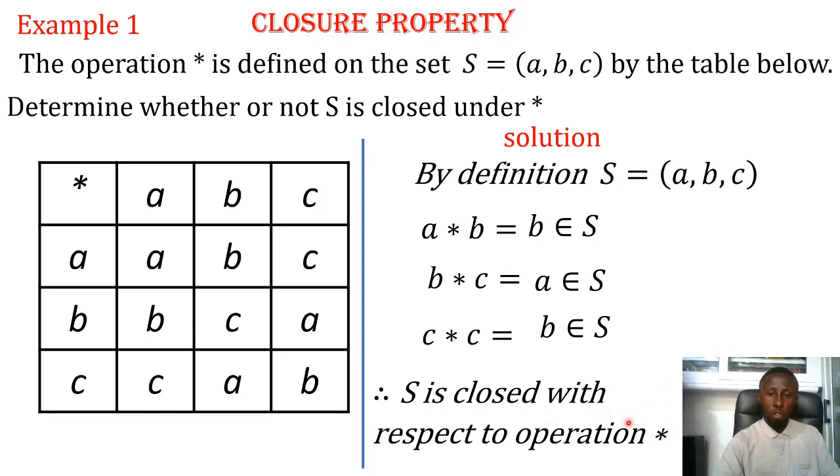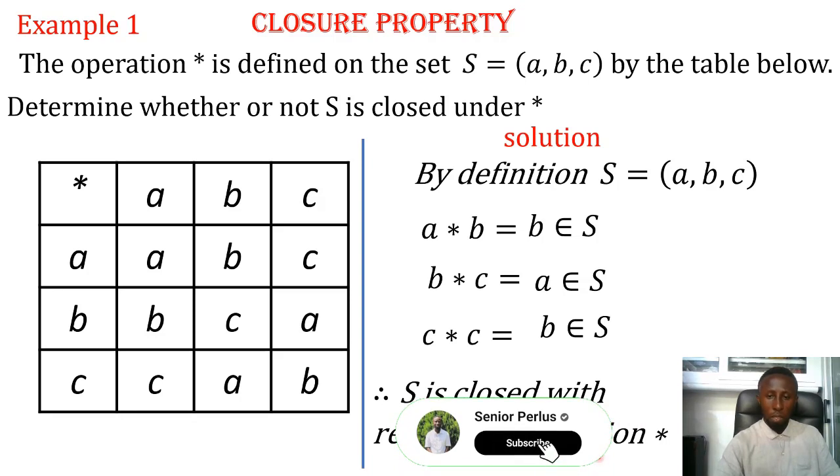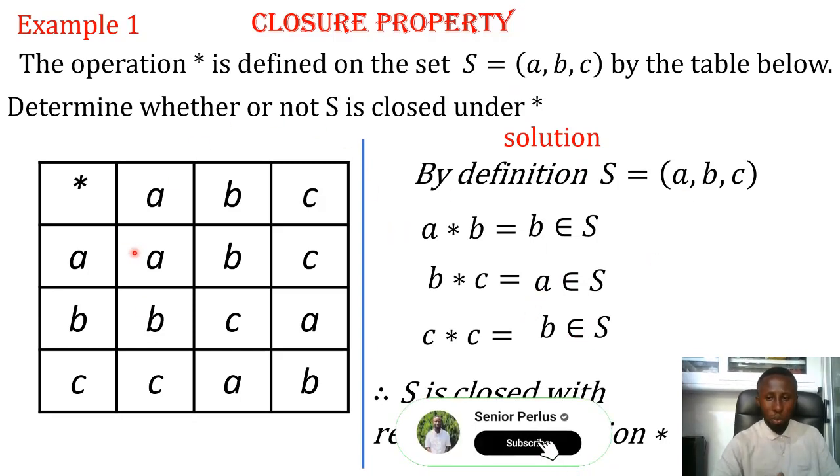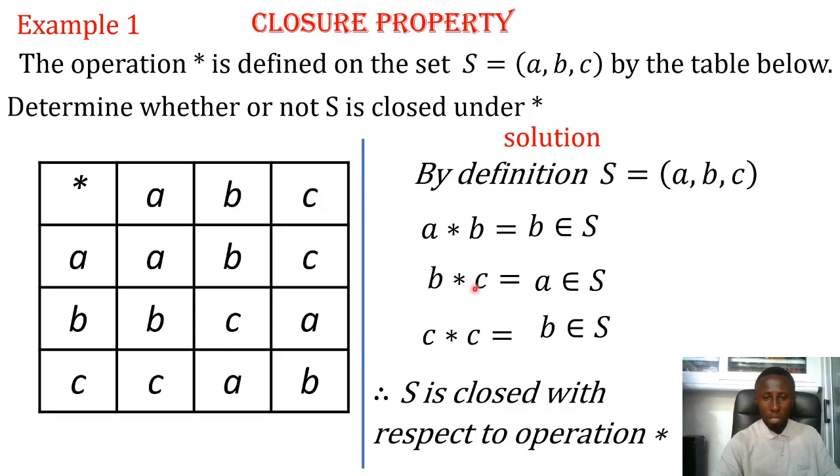So S is closed under the operation because everything we get, A, B, C, can be found in S. If one of these does not belong to S, then the operation is not closed. If only one, then the operation is not closed. So this one is closed.